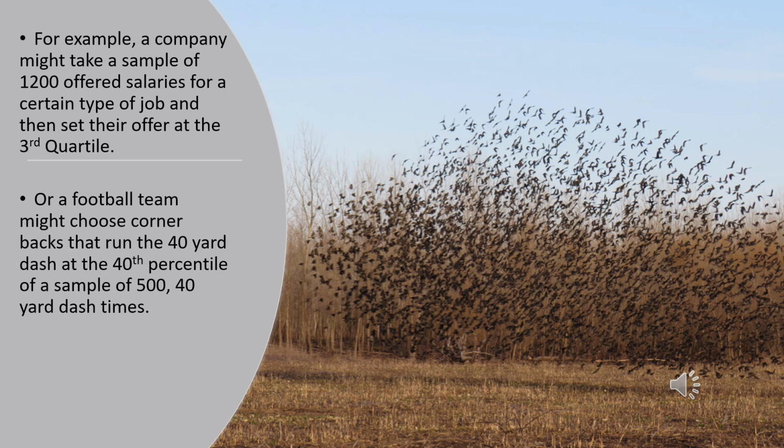Or consider a football team considering to add cornerbacks to their roster. They might have a sample of 500 times at which players trying out ran the 40-yard dash. They might set their boundary of acceptance at the 40th percentile, meaning they're only interested in the 40% of players that have the faster times.